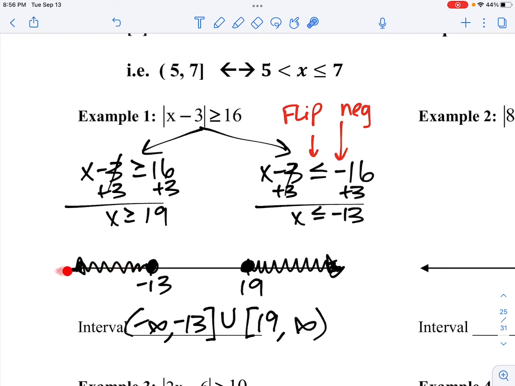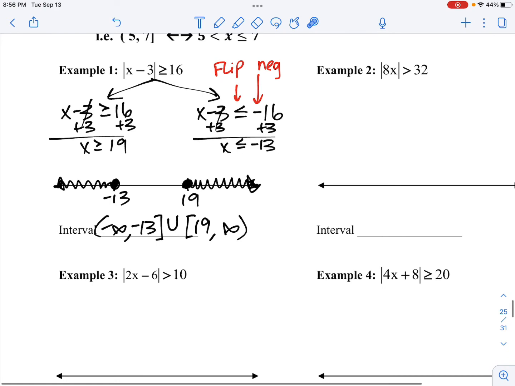This is negative infinity. Since you're supposed to read it left to right, we start at negative infinity and we stop at negative 13, and then we start again at 19 and we go to the right forever. So basically the arrow represents the infinity, and this arrow represents this infinity. Let's try one more.